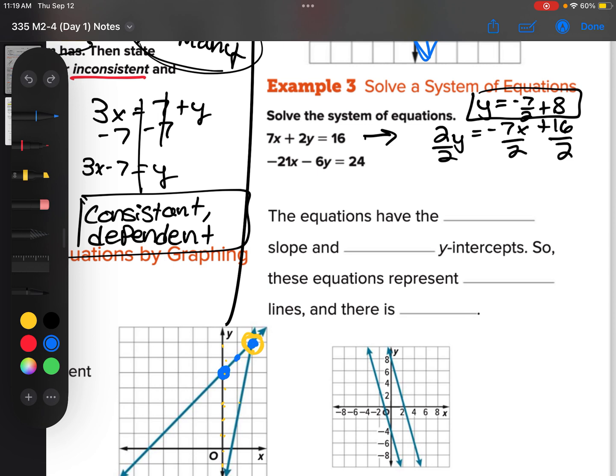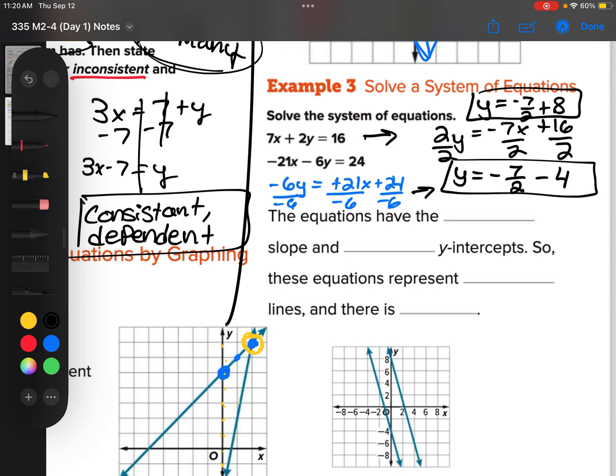The next one, we need to do the same thing. So it's going to be negative 6y equals positive 21x plus 24. Divide everything out here by negative 6. So that's going to end up being y equals negative 21 over 6. Both of those are divisible by 3. So I'm going to reduce it to negative 7 halves minus... or wait, 24 divided by negative 6, I'm sorry, is negative 4. So those are our two equations.